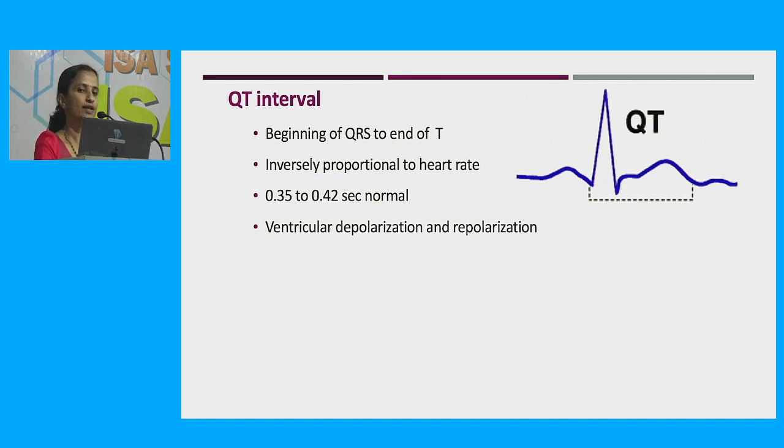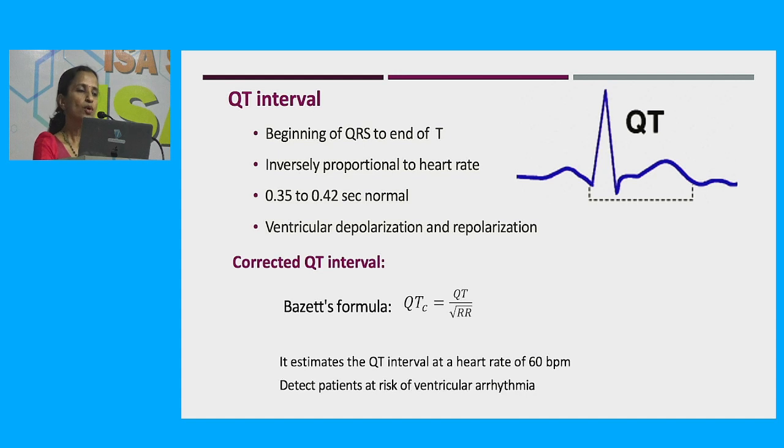Another is QT interval. It is from the beginning of QRS to the end of T wave, and it is inversely proportional to the heart rate. More than the normal QT, what is usually asked in the exam is the corrected QT. It's also called QTc. It is calculated by Bazett's formula. That is, corrected QT equals the QT interval in the ECG divided by the square root of the RR interval. Actually, it estimates the QT interval for a heart rate of 60.